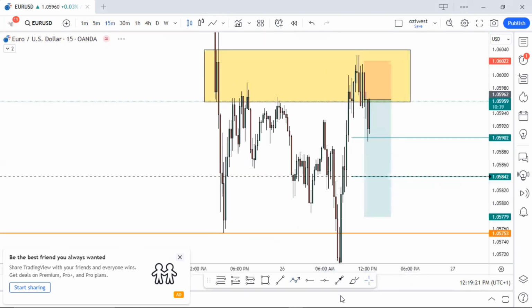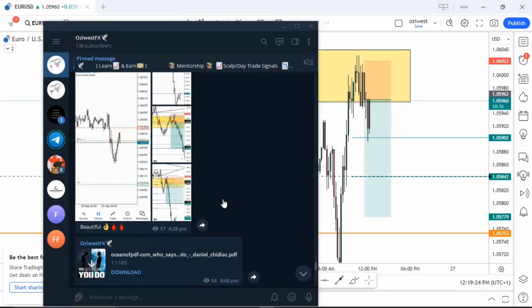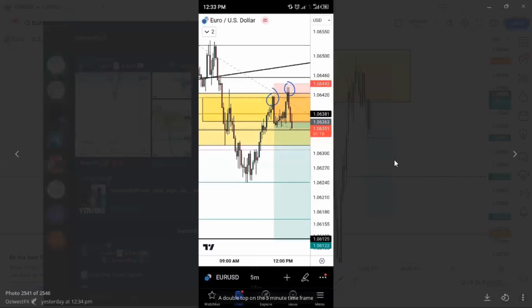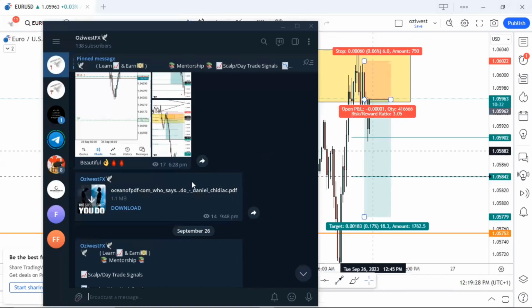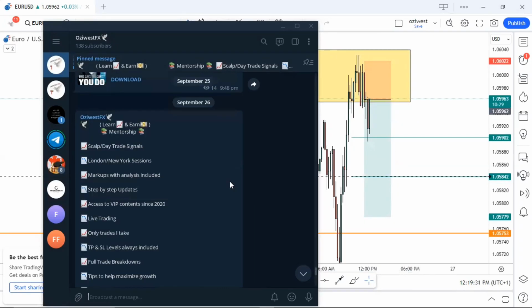I'll keep you guys updated on what happens next. This is yesterday's trade.